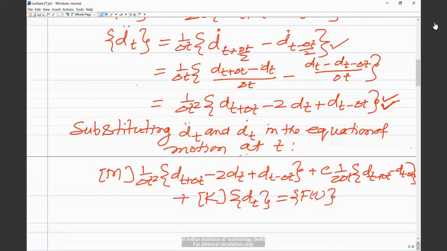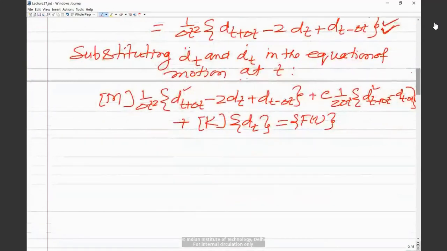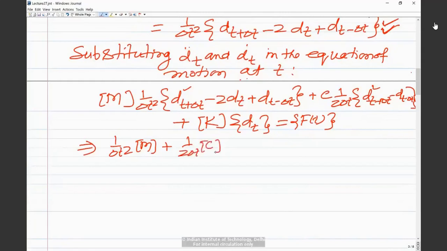Now if you see, the unknown we want to find out, because we would know all the solutions up to t, is d at t plus delta t. So this is one term in terms of that unknown, and this is another term. So we keep these on the left hand side and take all the other known quantities to the right hand side. We can write this equation as 1 upon delta t square into m plus 1 upon 2 delta t into c, and this whole thing into d at t plus delta t is equal to the right hand side, where the rest of all the terms go.